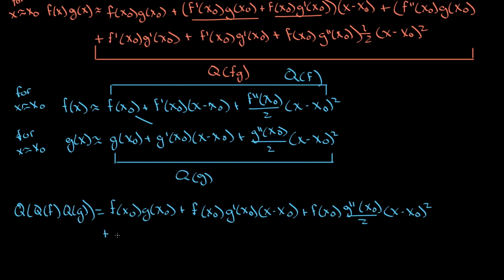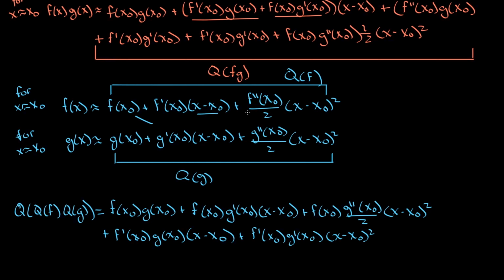Okay, and now we're going to go from here to here. So we have plus f prime of x naught times g, just regular g of x naught times x minus x naught. Okay, and now we're going to go right here. So we have plus f prime of x naught times g prime of x naught, and then we have an x minus x naught squared left over. And then we go right here. So we have f prime times g double prime at x naught, and then we have a cubic term. So this guy's going to get thrown out.